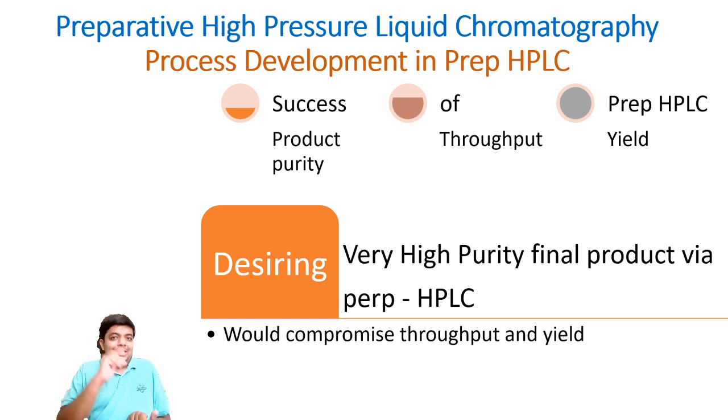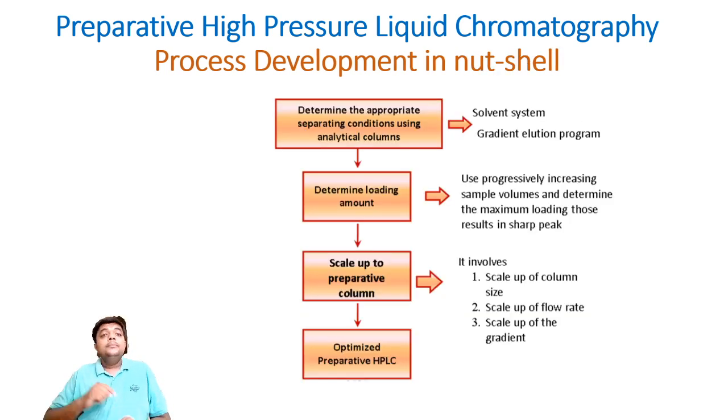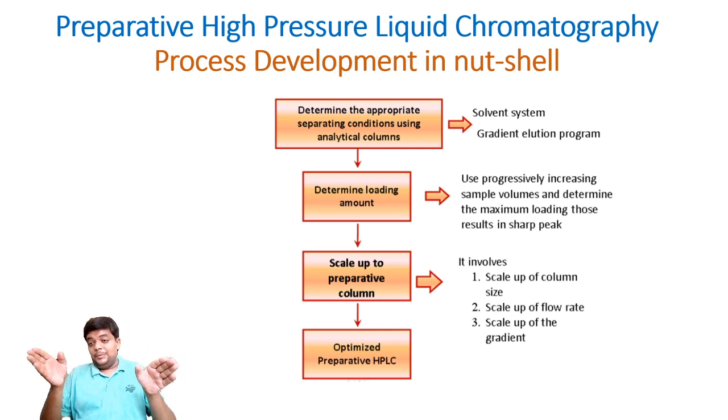We want to do less, but we want to make the concept clear that can be useful to you at your research level. Preparative high pressure liquid chromatography process development in a nutshell. Selection of solvent system. Always go for a gradient system to get proper results. The loading amount of the sample has to be optimized. And the third step is scaling up from analytical to preparative via column size, flow rate, and gradient.